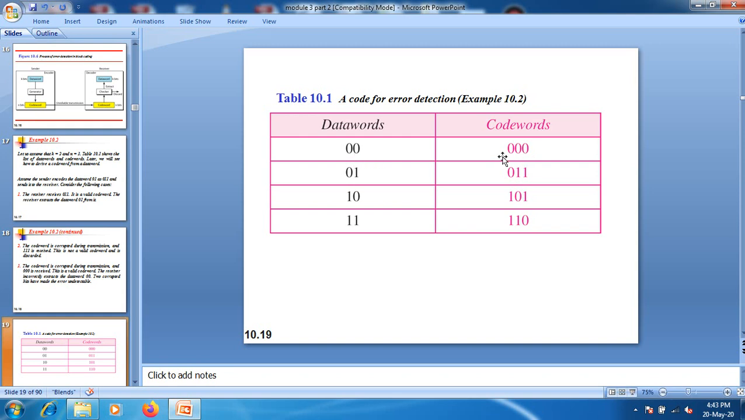00 is converted to the code word 000, 01 to 011, 10 to 101, and 11 to 110. That is how we are generating the code words; we will go through this particular approach in the coming slides. At this point in time, just go with this notation, that is, we have data words and these data words are mapped to the appropriate code words here.